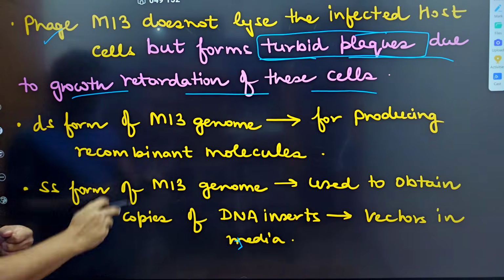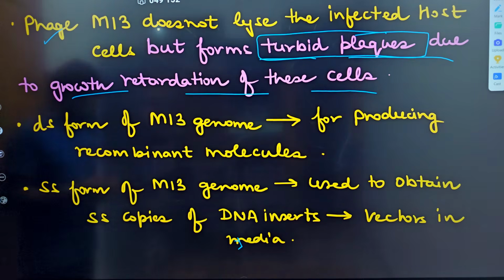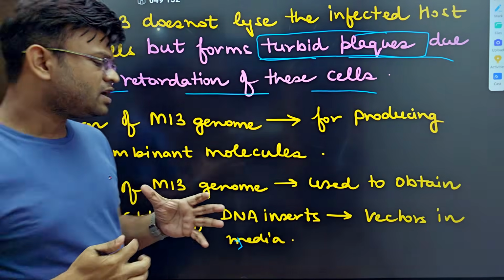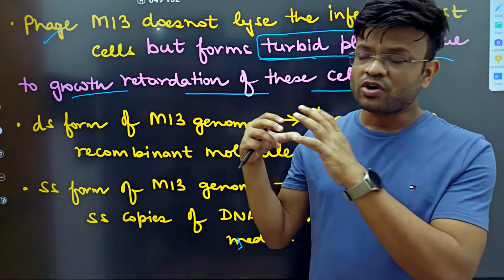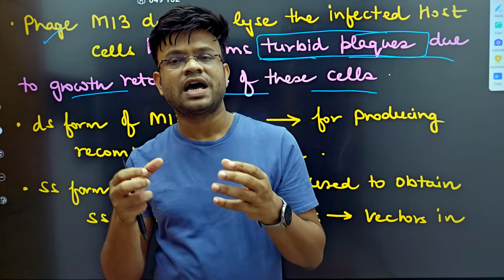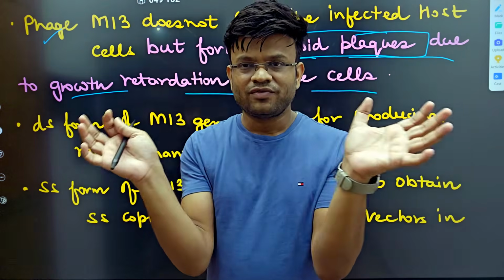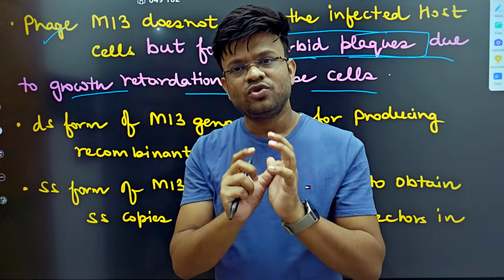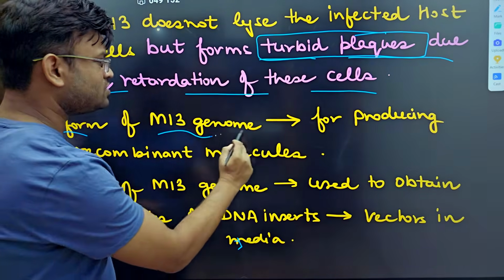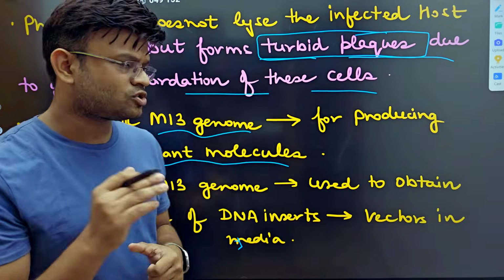Next is the double-stranded form of M13 genome for producing recombinant molecules. What does this mean? When the vector is going inside the bacteria, it is carrying your gene of interest also. So it has become recombinant. Why? Because there was a part of the DNA of the vector, and your gene of interest was also present there. So that is why we are calling it the double-stranded form of M13 genome with a recombinant molecule, because your gene of interest is also present there.